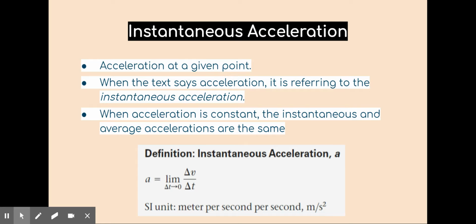Instantaneous acceleration, like instantaneous velocity, is just the acceleration that we find at some given point in time. So we're going to make that delta t approach zero so that it's really, really small. And at that particular instant, we want to know the acceleration. So anytime the text or I'm talking about acceleration, I am referring to instantaneous acceleration, not average acceleration. And something to make note of is that anytime acceleration is constant, the instantaneous and average accelerations will be the same. Please take note of that.